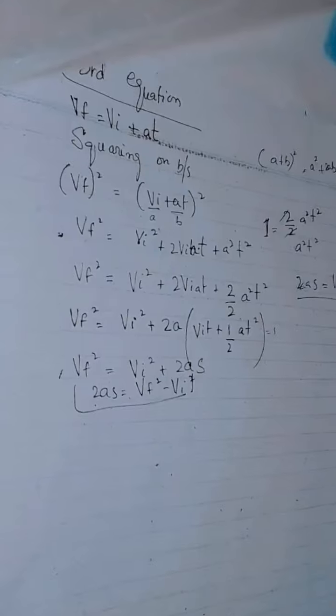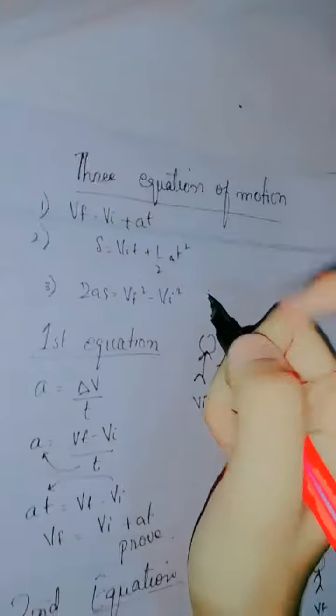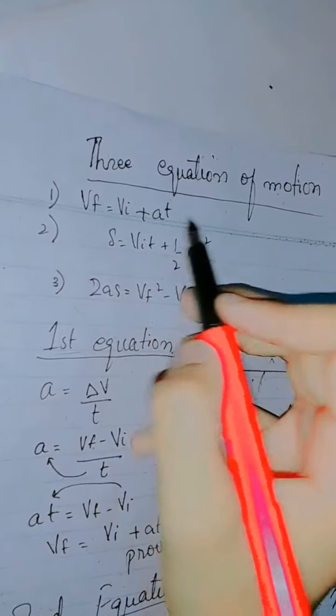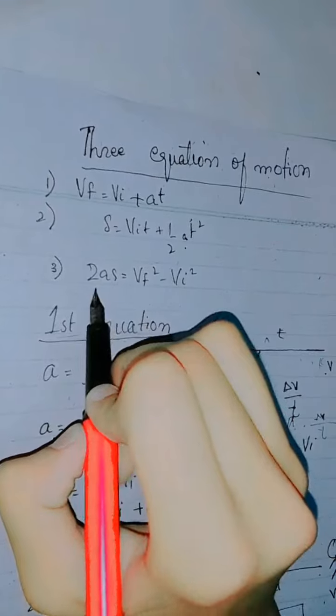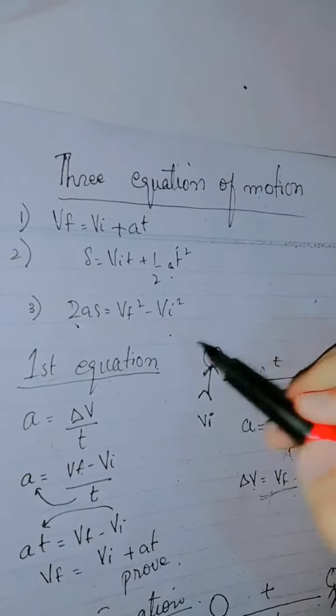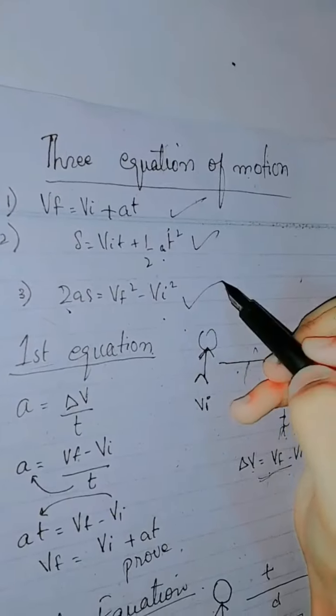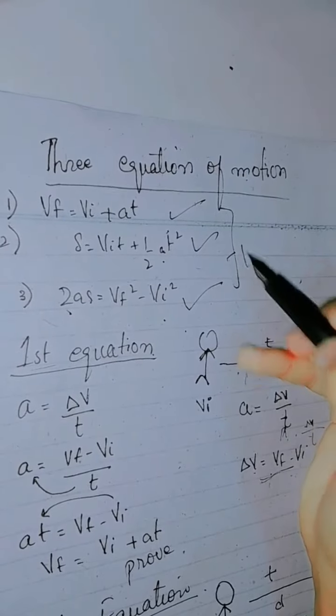So there were basically three equations. Vf is equal to Vi plus At, S is equal to Vit plus 1 upon 2 At square, 2As is equal to Vf square minus Vi square. All are proved.